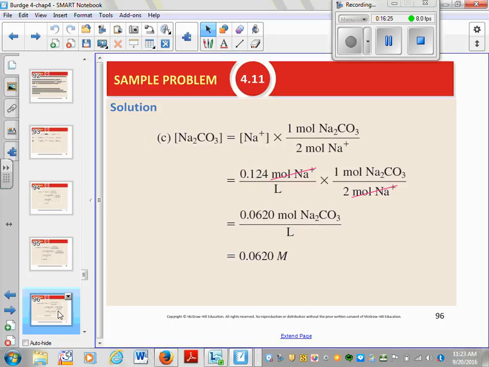Again, later on in CHM152, this will come into play when we do what's called colligative properties, which are fun. I like colligative properties. Some of them are depressing. Freezing point depression.